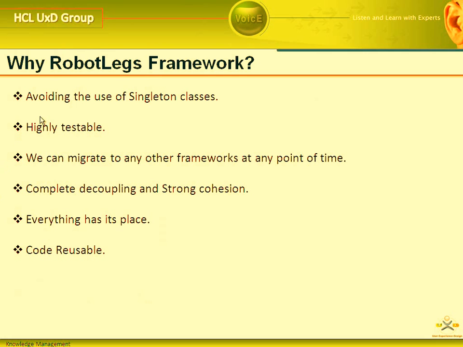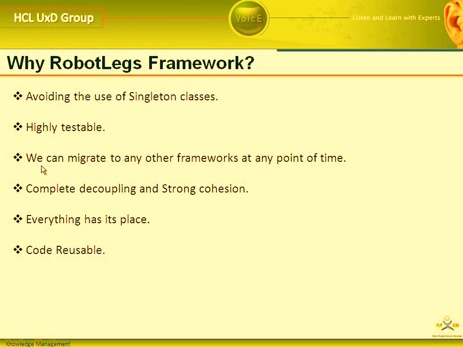And coming to why RobotLegs framework, using this RobotLegs framework we can avoid using singleton classes, whereas in the case of pure MVC we have singleton classes internally, but RobotLegs framework doesn't support singleton classes. And the main problem with singleton classes is we cannot do unit testing on those classes. And RobotLegs framework avoids these singleton classes, because of that it is highly testable.